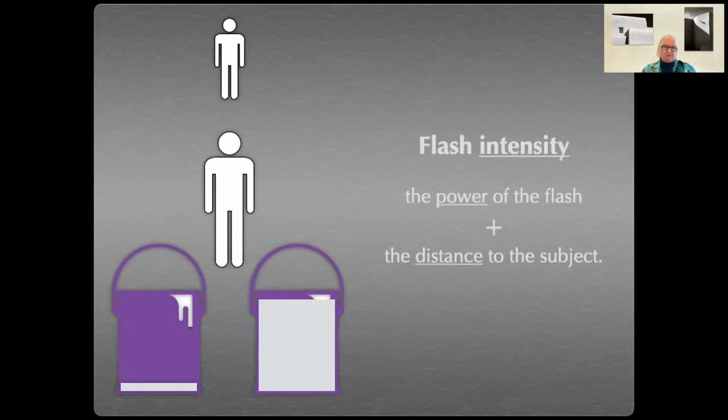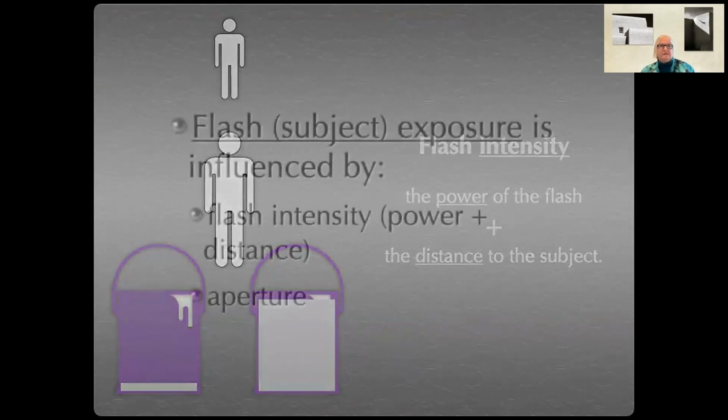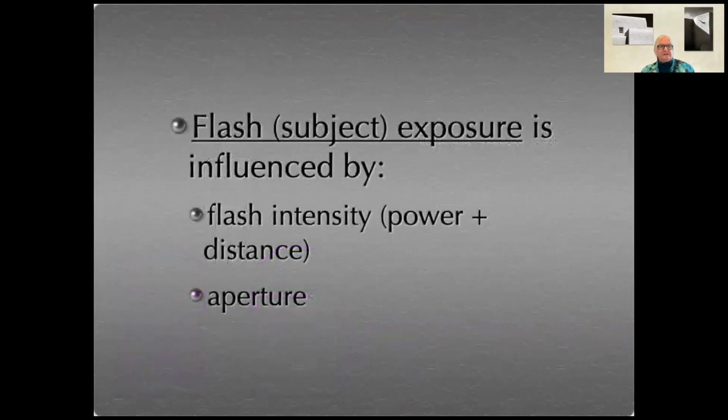And turning up the power of the flash also puts more light on the subject. So those are 2 things that we can manipulate to get the lighting that we want. So 2 things influence flash exposure, which we think of as subject exposure: flash intensity, which is power and distance, and aperture. The flash duration, the time that flash is actually going off, is so brief that for the subject exposure using flash, it's only the size of the aperture that matters, not the shutter speed.